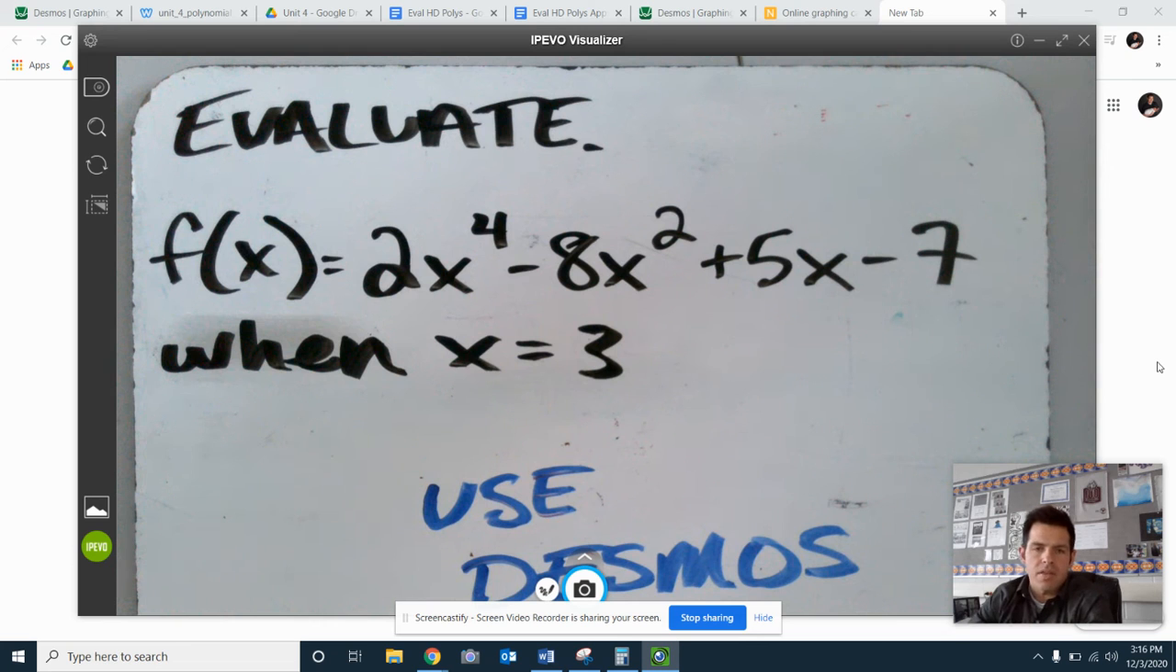Mr. Berry here with another evaluating problem with a higher degree polynomial. This is the third time we've done this specific polynomial. F of x is equal to 2x to the fourth power minus 8x squared plus 5x minus 7. We've calculated that in a calculator, and we've used synthetic substitution, and we're now going to use Desmos to round this out, and we're going to evaluate it specifically when x is equal to 3. So we're going to be looking when that x value is 3, what we'll get out.